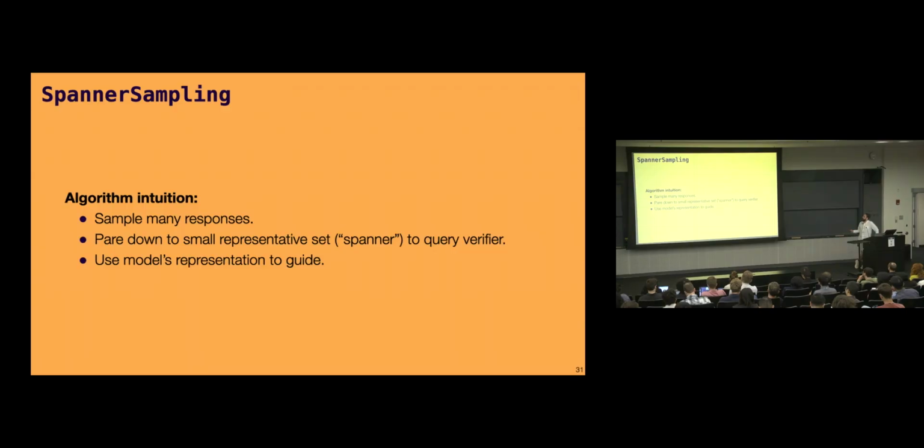Instead, we're going to try to use the feature map to pare this down to a smaller core set that only contains the responses we think will be really informative, and then we just query the verifier with only these responses. Okay, and the data efficiency here will be much better because we're not wastefully querying the verifier.